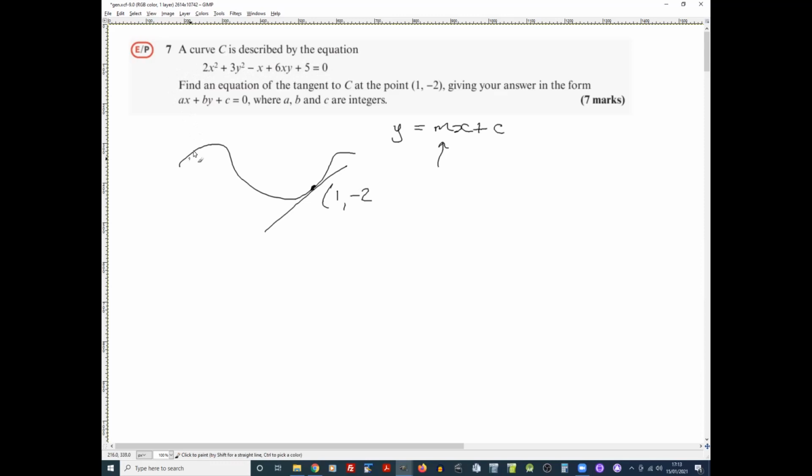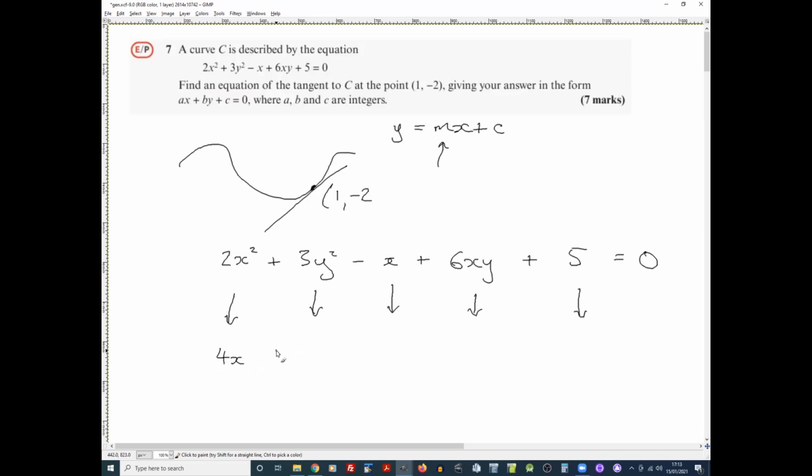Right. Okay, cool. So, starting with 2x squared plus 3y squared minus x plus 6y plus 5 equals 0. Let's take them term by term. 2x squared just goes to 4x. Yes, 4x. Fine.